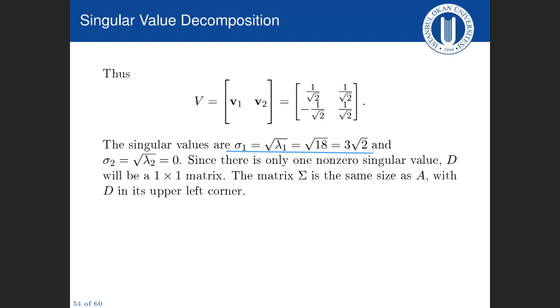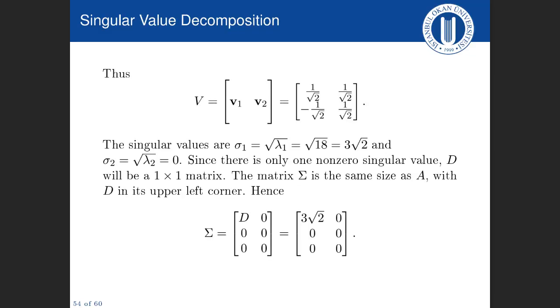Sigma must have the same size as A. We started with a 3 by 2 matrix, so sigma must be a 3 by 2 matrix, and it must have D in its upper left corner. So sigma must look like this. It must have D at the top left, and then put in enough zeros so that you end up with a 3 by 2 matrix. So sigma is the matrix of 3 root 2, that's our one non-zero singular value, 0, 0, 0, 0, 0. That's two matrices done and one to go.